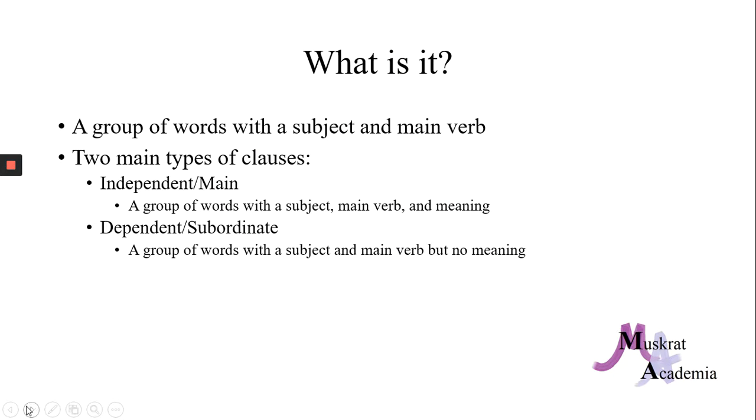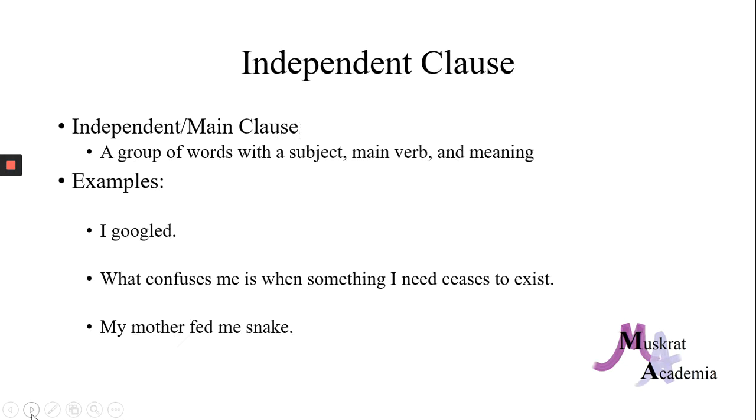What is a clause? Well, it's a group of words with a subject and main verb. Specifically, there are two types of clauses, independent or main clauses and dependent or subordinate clauses. The only difference between the two of them is that independent clauses can stand by themselves because they have meaning, while subordinate clauses or dependent clauses cannot stand by themselves and they have no meaning, much like life.